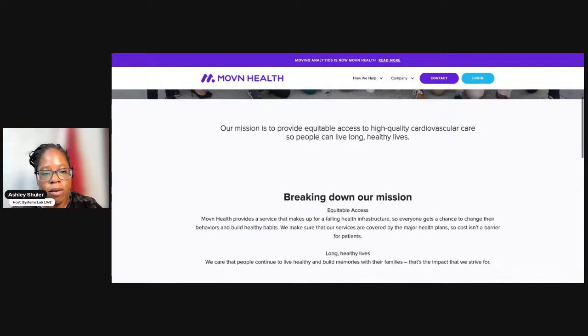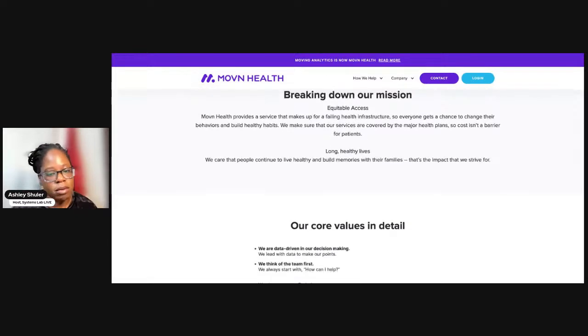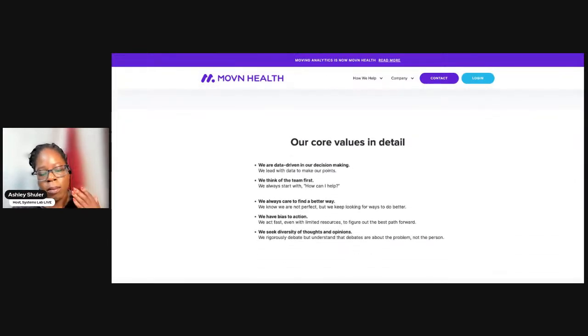Our mission is to provide equitable access to high quality cardiovascular care so that people can live long, healthy lives. So good. They believe in data, team first, finding a better way.